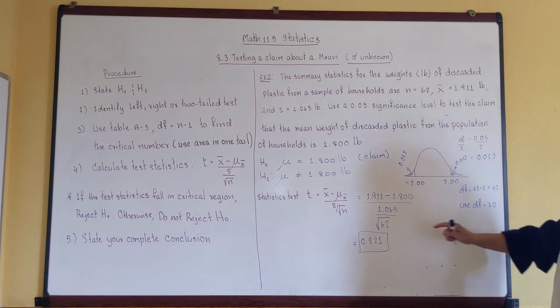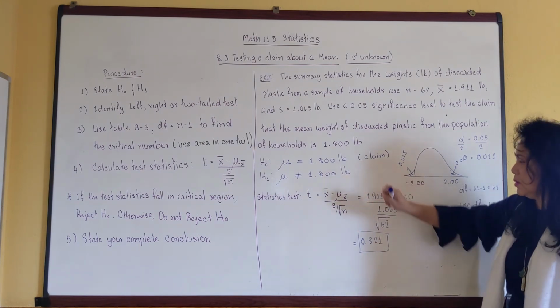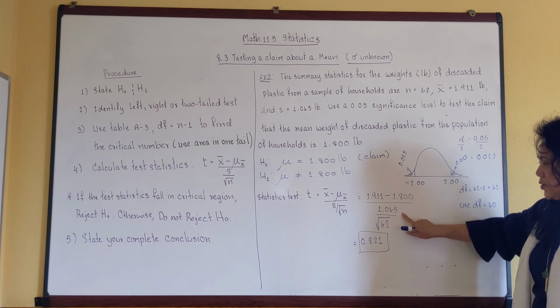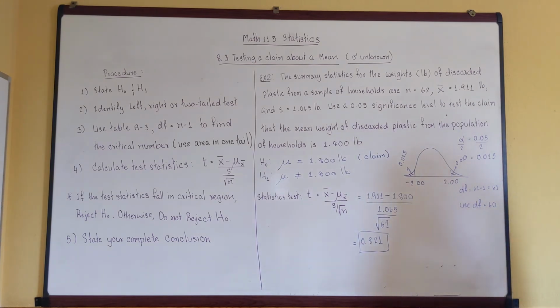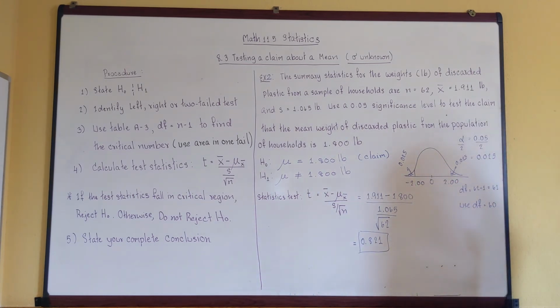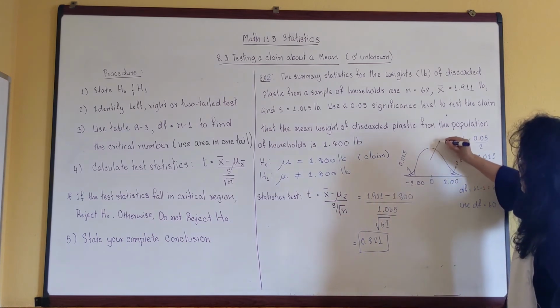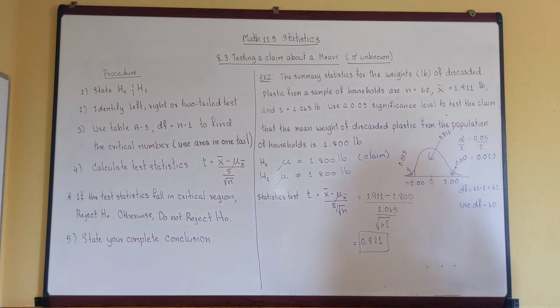Next step, you calculate the test statistic. It's exactly the same numbers: x bar, mu, which is equal to mu, sample standard deviation, and sample size. It turned out to be 0.821. Zero is over here on the number line, and 0.821 is in the non-shaded area. Because it's in the non-shaded area, we do not reject H naught.